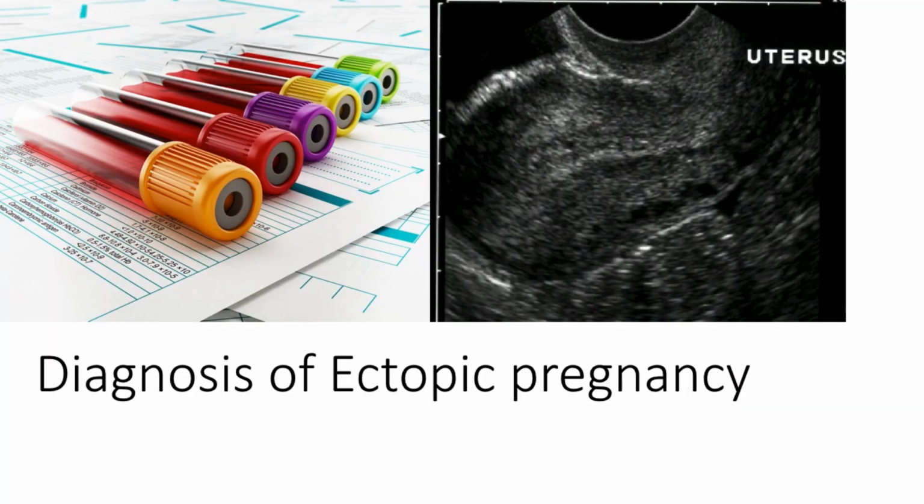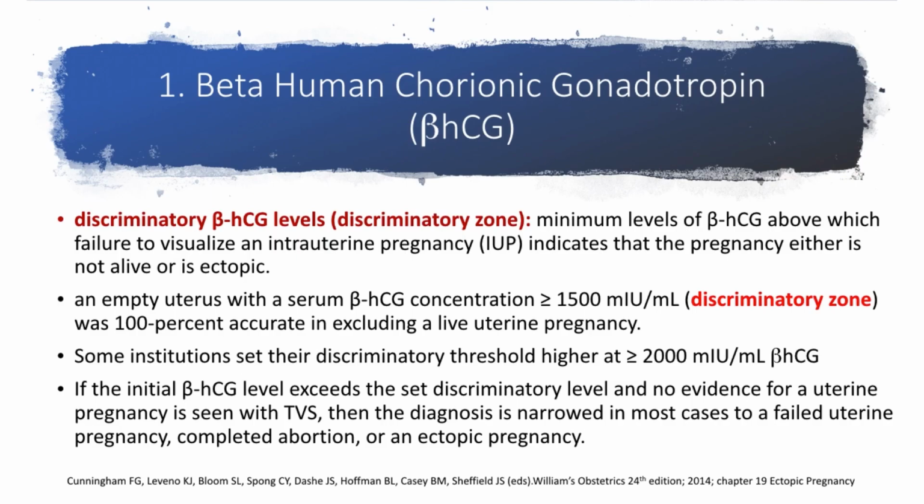So how do we diagnose ectopic pregnancy? One of the ways by which we can diagnose ectopic pregnancy is through the beta-human chorionic gonadotropin, or beta-HCG, levels. Discriminatory beta-HCG levels, or what we call the discriminatory zone levels, are minimum levels of beta-HCG above which failure to visualize an intrauterine pregnancy indicates that the pregnancy either is not alive or is an ectopic pregnancy.